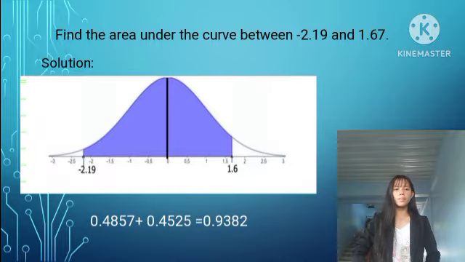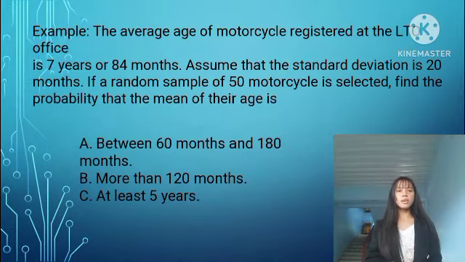0.4857 plus 0.4525 is equal to 0.9382. The average age of motorcycles registered at the LTO office is 7 years or 84 months.